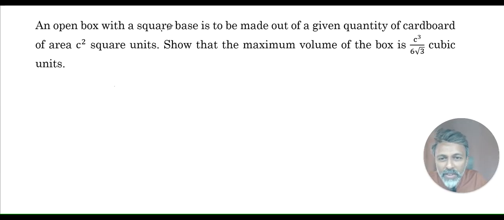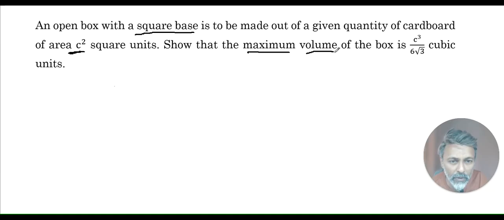An open box with a square base. The base is square, that's given to us. So we can take base as x, length of side of square, so area will be x square. It is to be made out of a given quantity of cardboard of given area c square units. Show that the maximum volume of the box is c cube upon 6 root 3 cubic units. This is what we want to prove. We have to maximize the volume of the box.